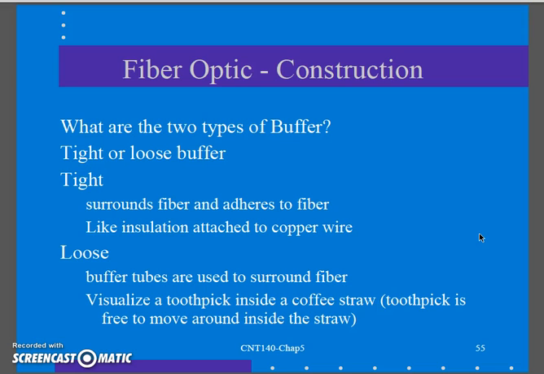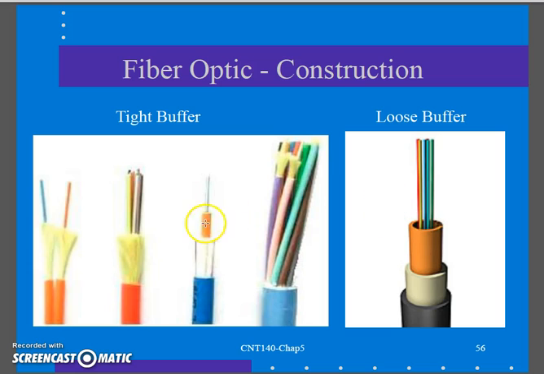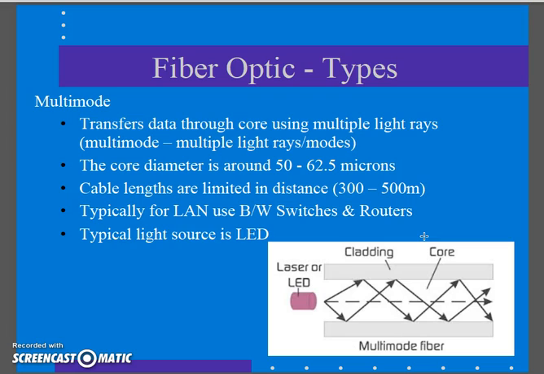Or loose buffer, if you remember the Singlemode that we looked at and passed around. The Singlemode kind of reminds you of just a glass strand that is loosely in a tube. So with tight buffer, the insulation is adhered to the fiber. With loose buffer, these fiber strands are just kind of loose in a tube. Almost like, you know, a coffee stirrer inside of a larger straw. It's just loose in there.